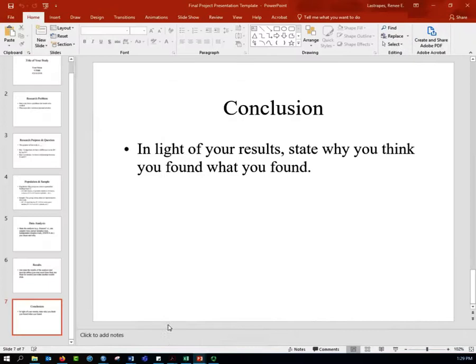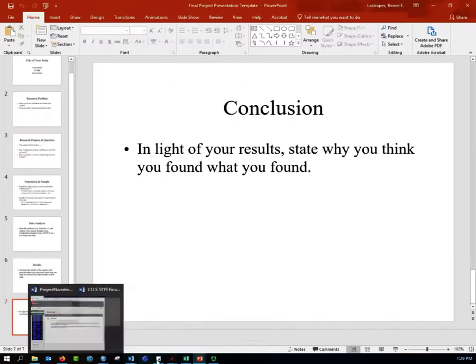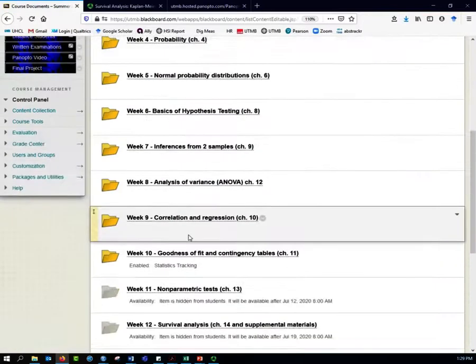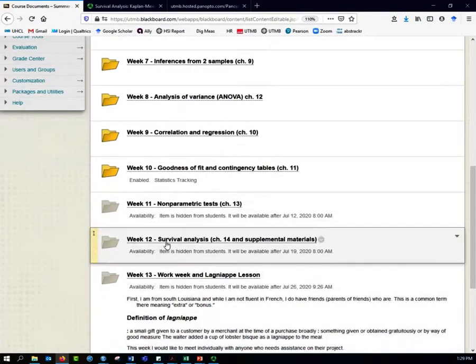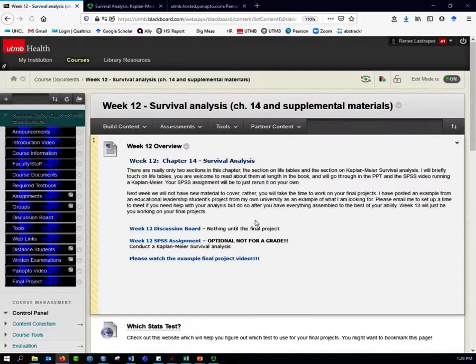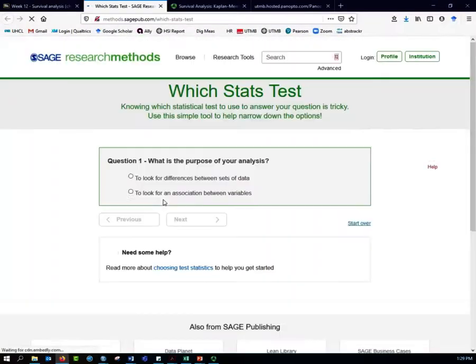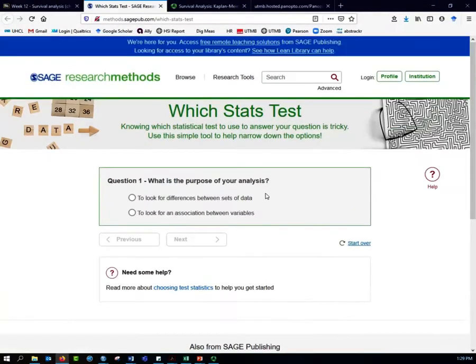There was one other thing I wanted to show you. Let me see if I can find it. Alright, let's go to course documents for the week of week 12. Alright. I'm posting a website here called Which Stats Test, and it's a nice nifty little website where it takes you through a series of questions. If you're not sure what type of data analysis you should do, you could use this and it'll kind of take you there before we talk if you have any questions for me.